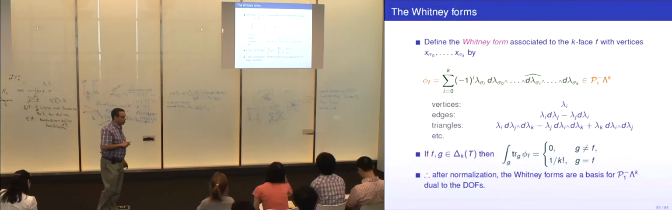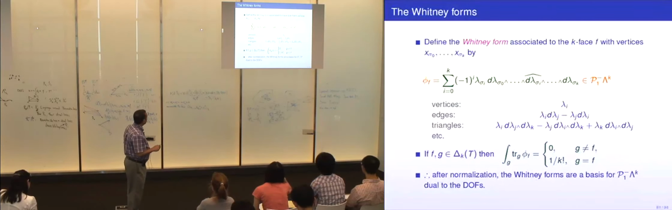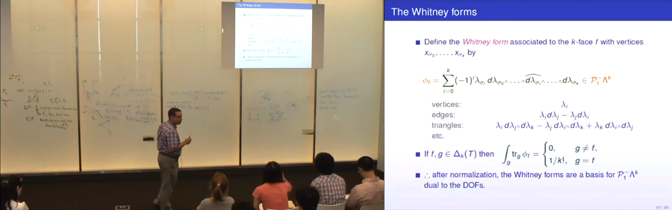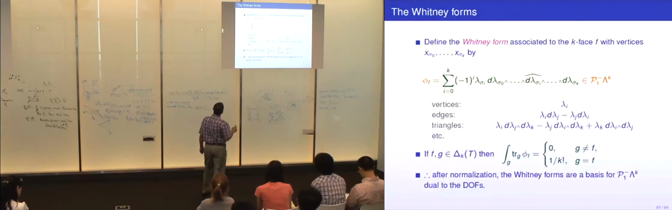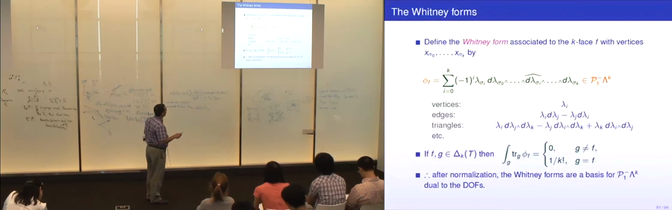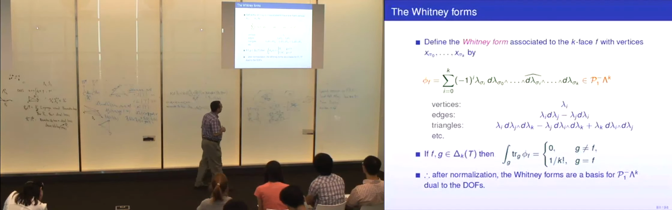So bring it down to Earth. If we have a face which is just a vertex, so there's only one of these, well, then there are no d's left, and there's only one of these, and so the Whitney forms are the same as the barycentric coordinates for vertices. If we have an edge, then it has two vertices, xi and xj, and this tells us it's lambda i d lambda j minus lambda j d lambda i.